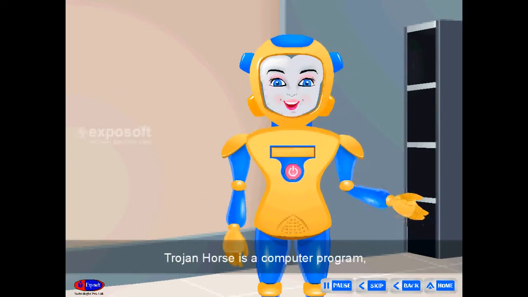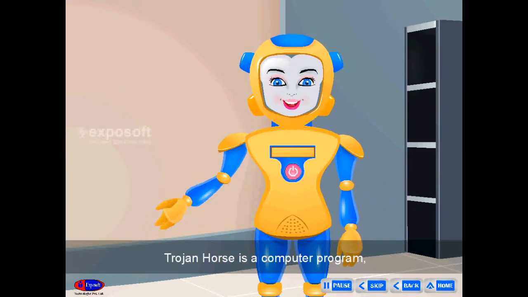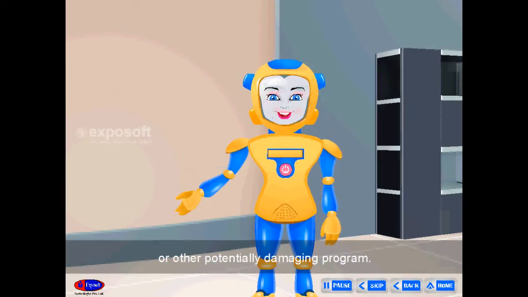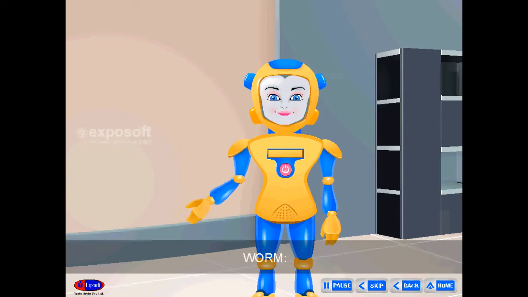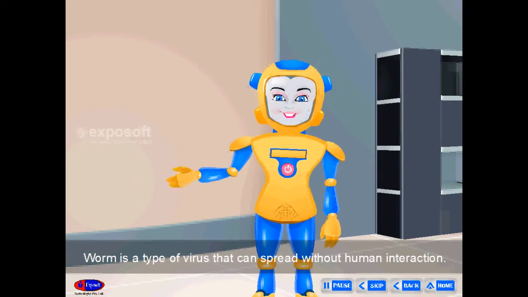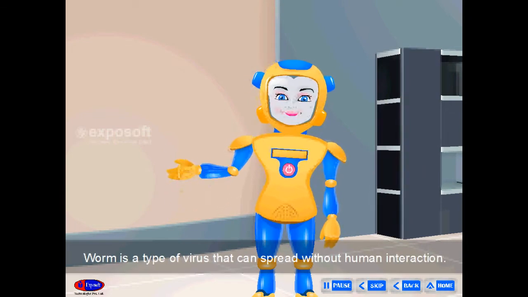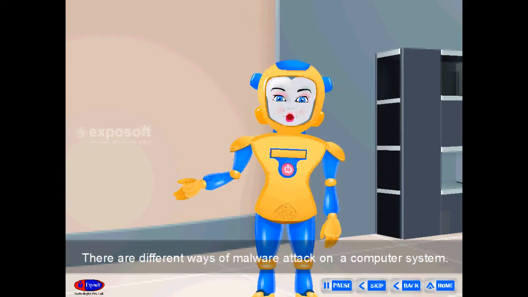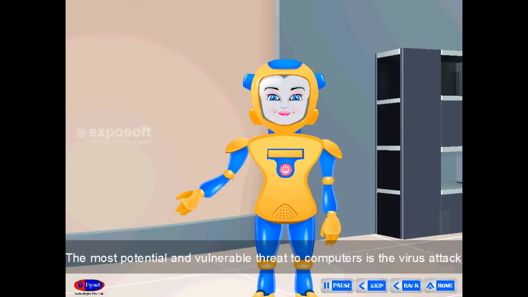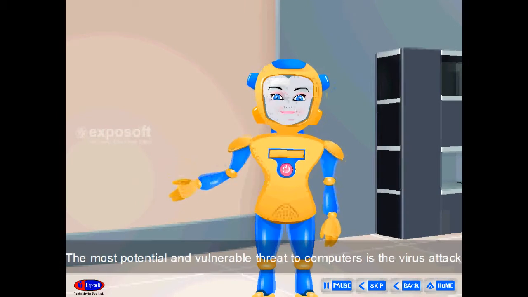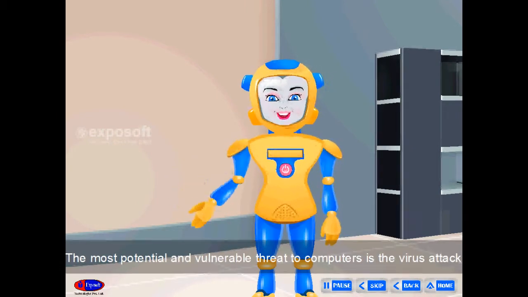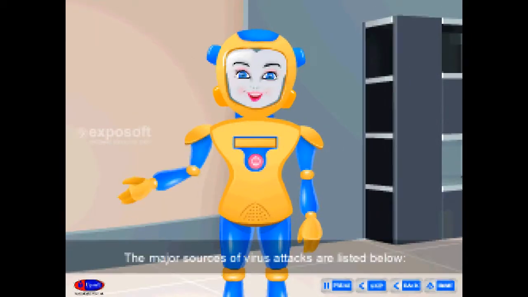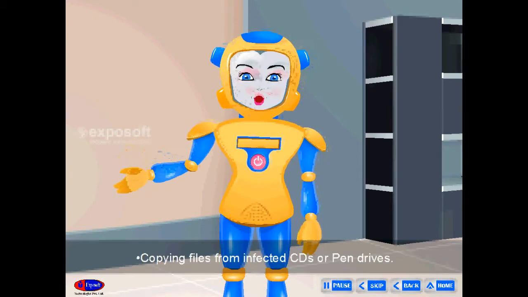Trojan Horse. Trojan Horse is a computer program that is hiding a virus or other potentially damaging program. Worm. Worm is a type of virus that can spread without human interaction. There are different ways of malware attack on a computer system. The most potential and vulnerable threat to computers is the virus attack. The major sources of virus attacks are listed below.